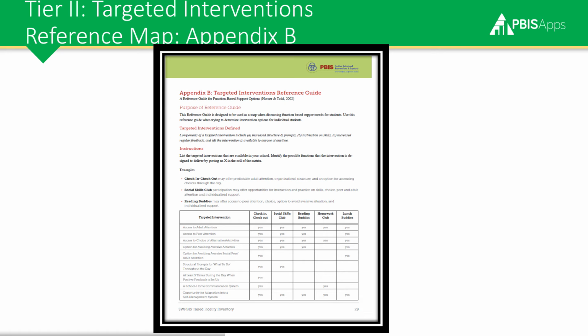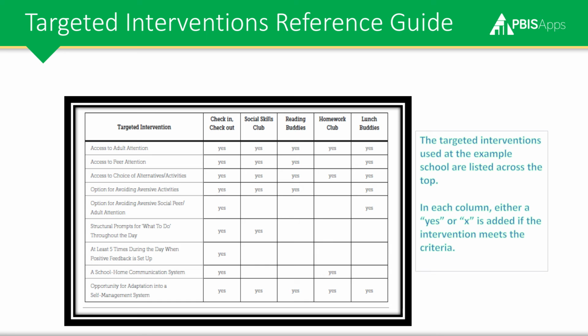Now we'll look at Tier 2, Appendix B. This is a tool in which the team takes an inventory of the targeted interventions being implemented at the school. Here is an example of the Targeted Interventions Reference Guide that was completed by one school. Along the top, the school listed the targeted interventions being implemented at the school. In this example, there are 5.